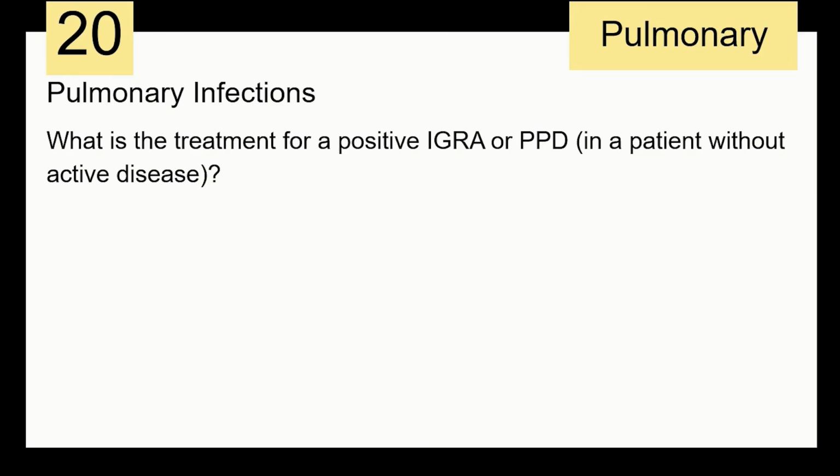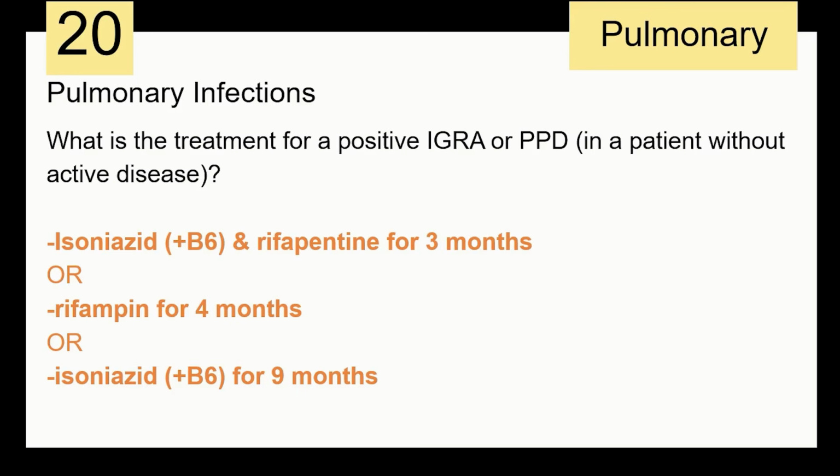Question 20. What is the treatment for a positive IGRA or PPD in a patient without active disease? So again, the patient has latent TB: isoniazid and B6 plus rifampin for 3 months, or rifampin for 4 months, or isoniazid plus B6 for 9 months. So it's not as intense as the full-blown TB 4-drug regimen, but the person still needs to be treated.